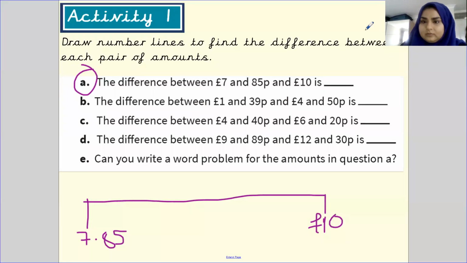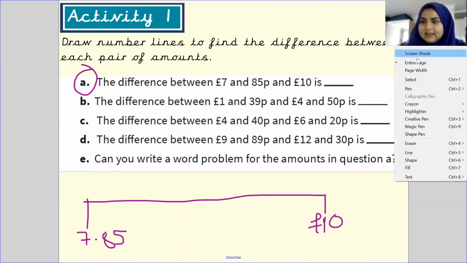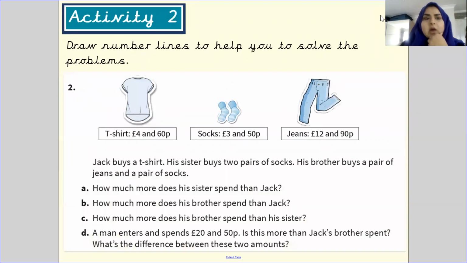Okay, now activity 2, draw a number line. So draw number lines to help you to solve the problems. Okay, so 2A says how much more does his sister spend than Jack? So it says here, Jack buys a t-shirt, his sister buys 2 pairs of socks. His brother buys a pair of jeans and a pair of socks. So it says here, how much more does his sister spend than Jack?